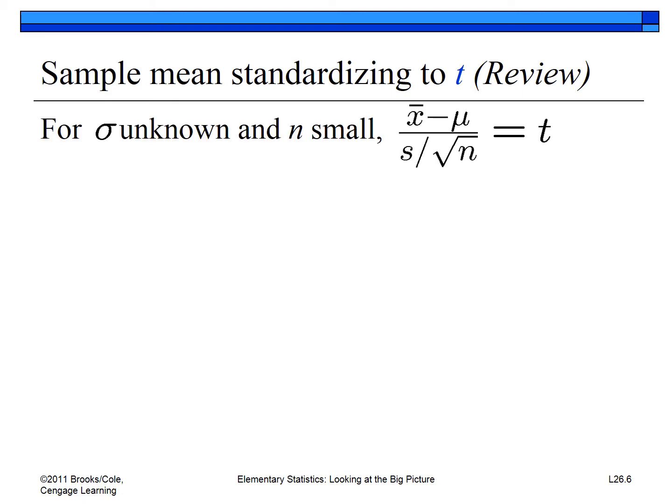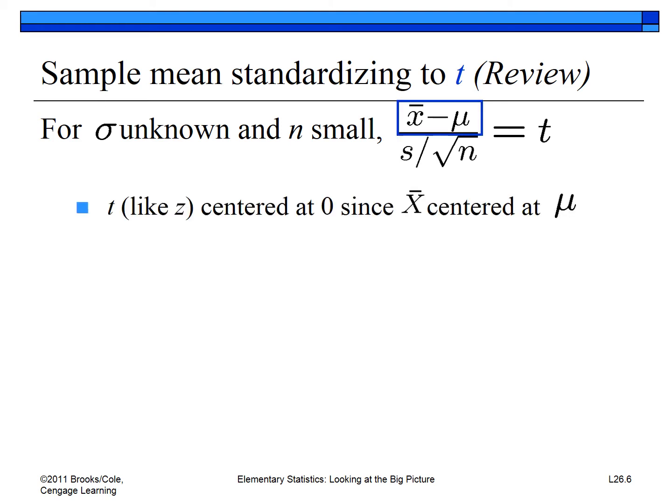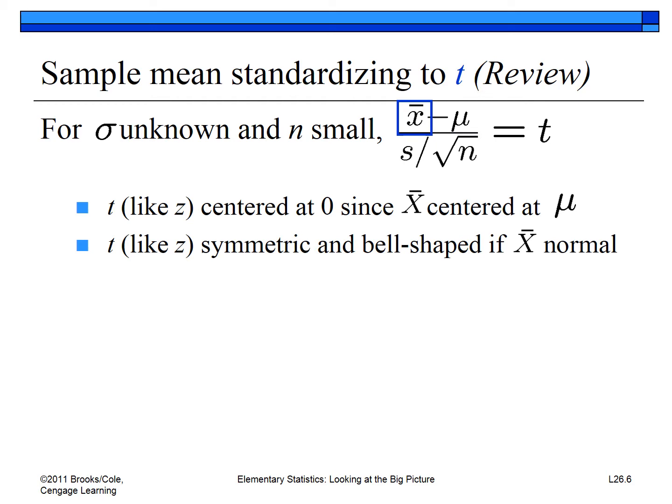If n is not big enough, we don't know that the result of this computation, x bar minus mu over s over the square root of n, we don't know how close that is to z. So instead we use t. T is a random variable. It is centered at 0 because x bar is centered at mu. So when I do that subtraction in the numerator, I should get something close to 0.